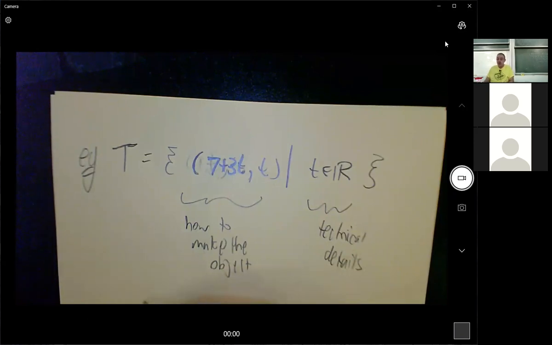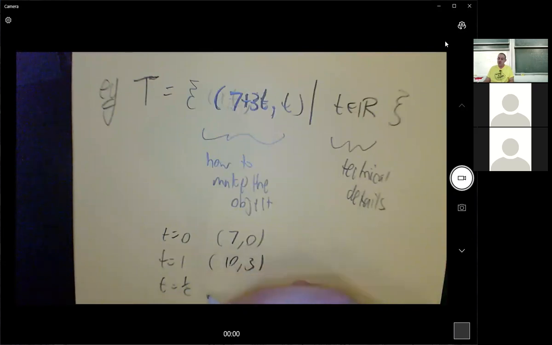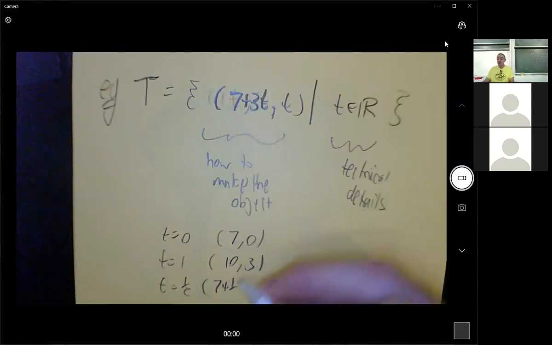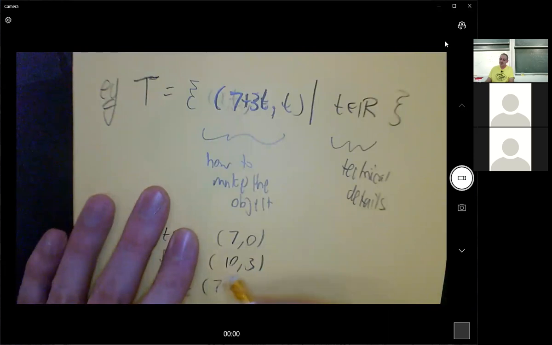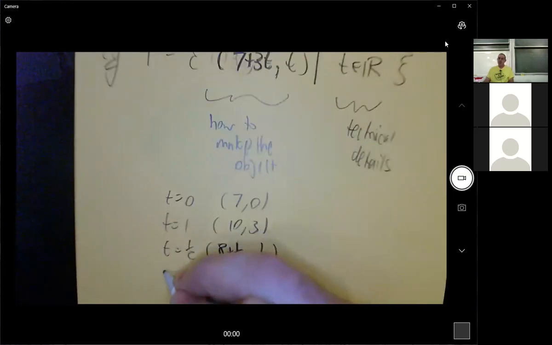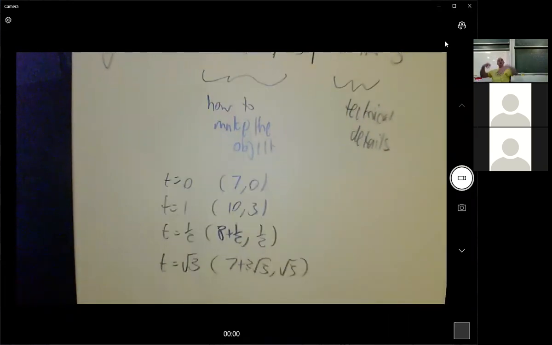to use this, I would say, oh, well, when t is 0, I get 7, 0. When t is 1, I get 10, 3. And when t is a half, I get 7 plus 1.5, which would be 8.5, and a half. And when t is root 3, I'll get whatever 7 plus 3 root 3 is. And I can make as many of these as I want.